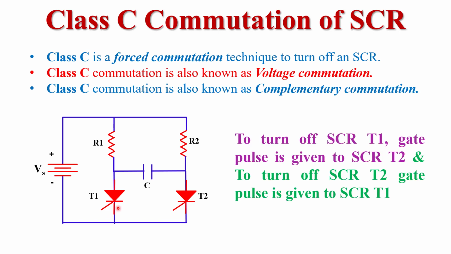As I have already told, first we turn on thyristor T1. To turn off T1, a gate pulse is given to thyristor T2, and to turn off T2, a gate pulse is given to thyristor T1. So this complementary action is performed here. That is why class C commutation is known as complementary commutation.